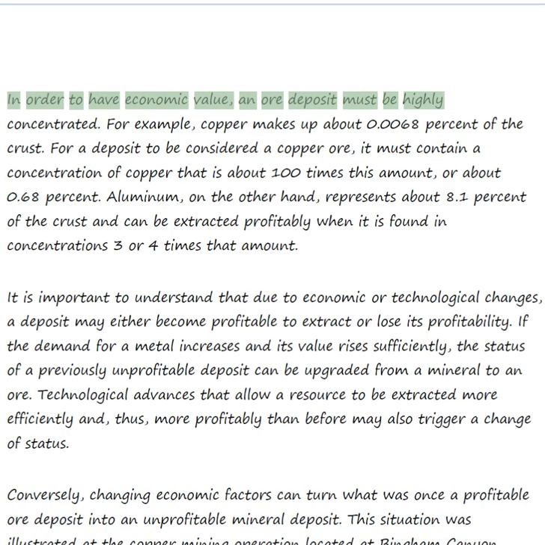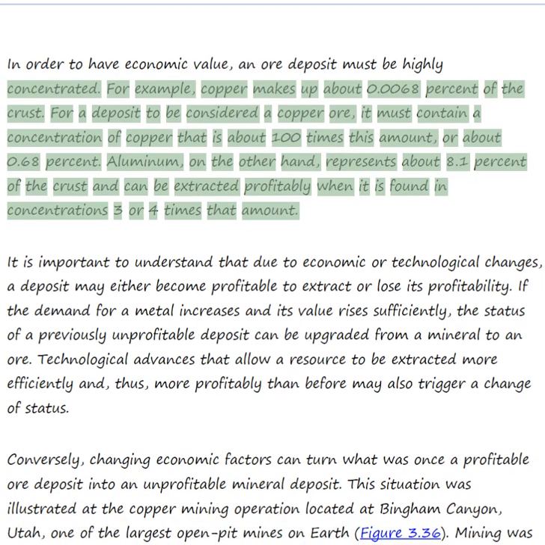In order to have economic value, an ore deposit must be highly concentrated. For example, copper makes up about 0.0068% of the crust. For a deposit to be considered a copper ore, it must contain a concentration of copper that is about 100 times this amount, or about 0.68%. Aluminum, on the other hand, represents about 8.1% of the crust and can be extracted profitably when it is found in concentrations 3 or 4 times that amount.